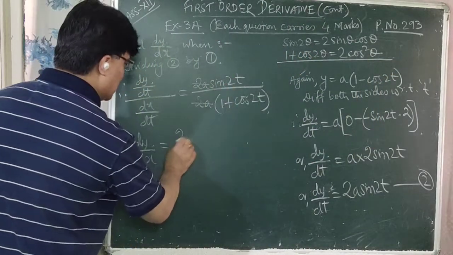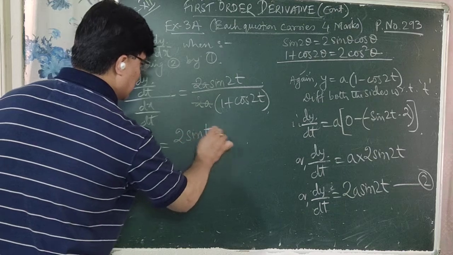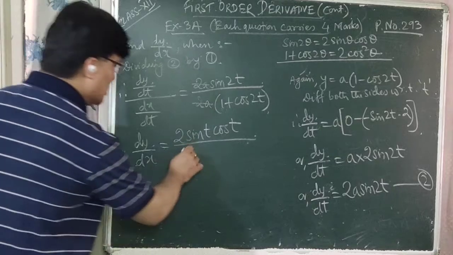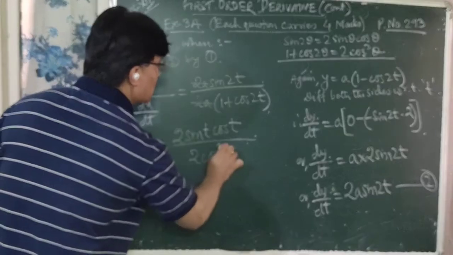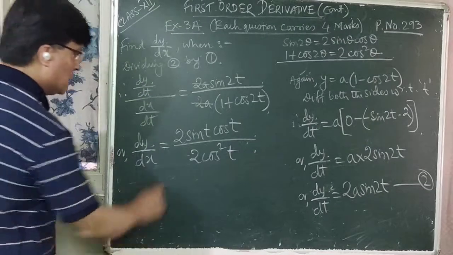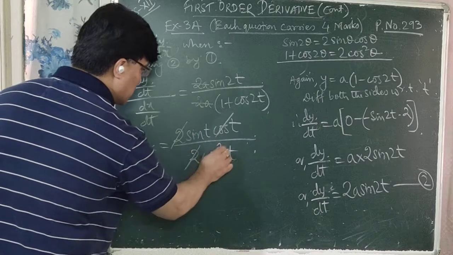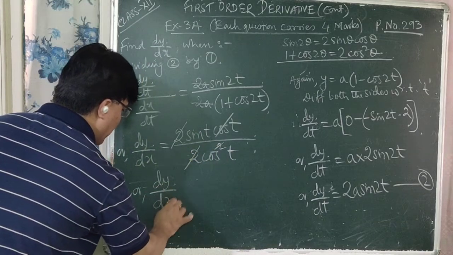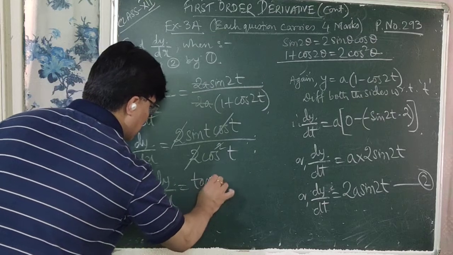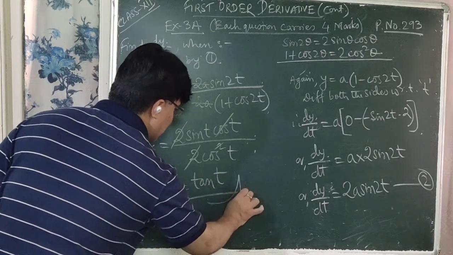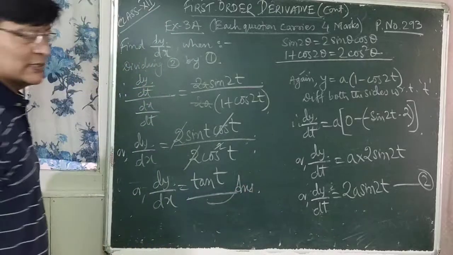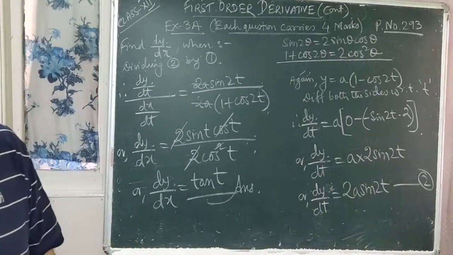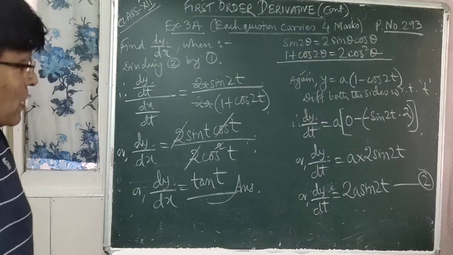What is sine 2t? 2 sine t cos t divided by, what is 1 plus cos 2t? It is 2 cos square t here. So here 2 gets cancelled, cos t and square gets cancelled. So what is the value for dy by dx? That is dy by dx is equal to tan t. So this is the answer. So I think you have understood it. This is also a very, very important question, so you can copy it.